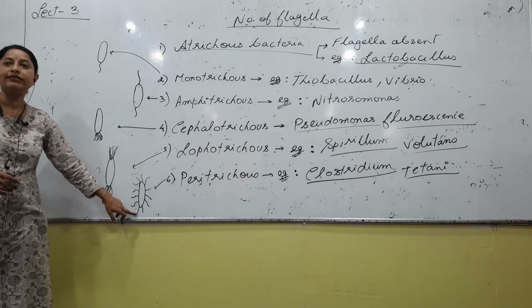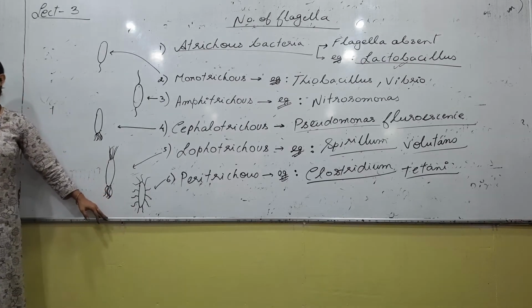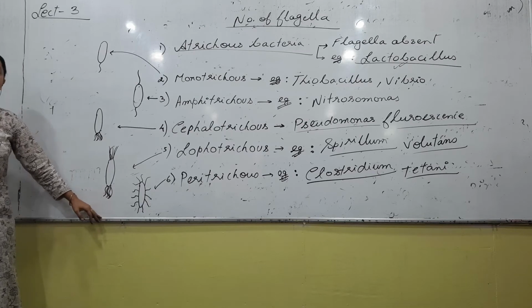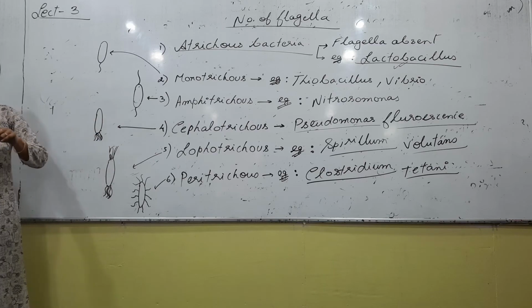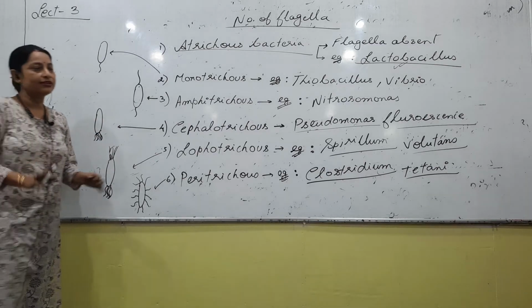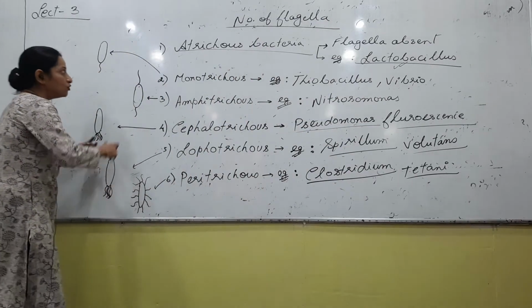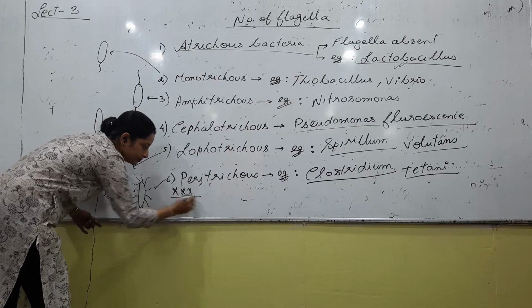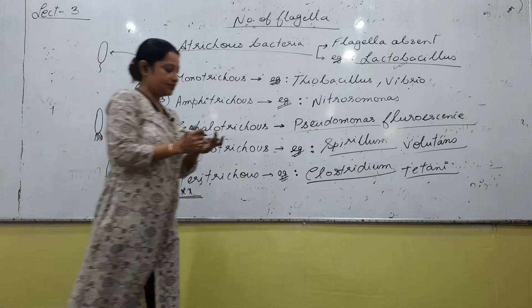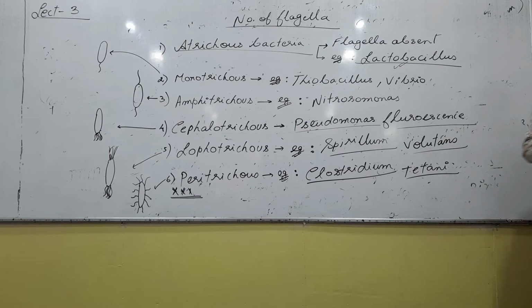Lastly, we have the word peritrichous: a bacteria that has flagella distributed all over its body is called peritrichous. So what is important? Write down the diagrams and the sentences, not the examples. Examples are a flagellate question. And out of all these, one is most commonly asked: peritrichous. Clear?